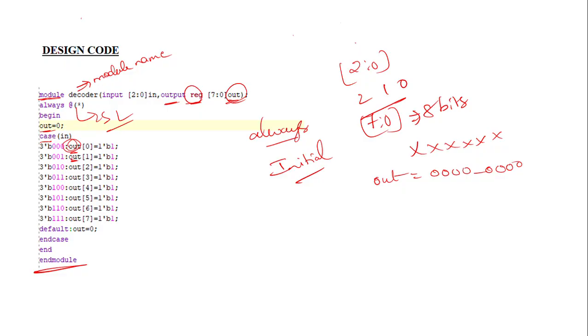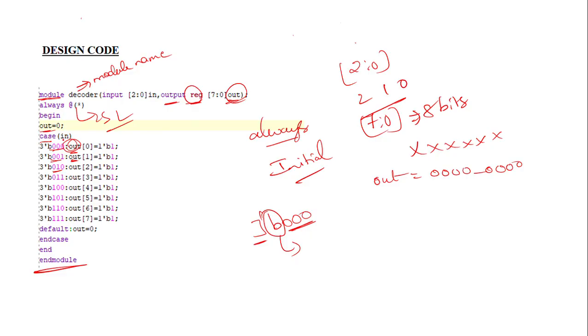Next is case of in. You know about the case statement. The variable you write in the case, its value is compared, and if it is equal to a particular value, that line is going to be executed. If in is equal to 3 tick b 0 0 0, the 3 represents the number of bits, and b represents the type of number system, binary or decimal.